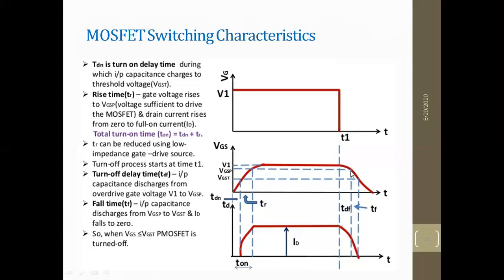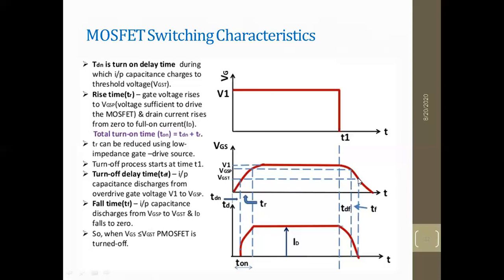Turn off delay time. Under this condition, the input capacitance of VGS is discharging from V1 to VGSP. This is the point that occurs. After that, it moves towards the fall time, in a decreasing manner, up to the VGST value. When VGSP becomes the VGST value, under this condition, it is called fall time.